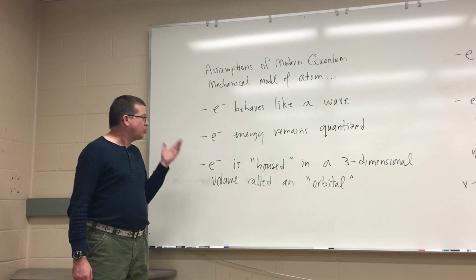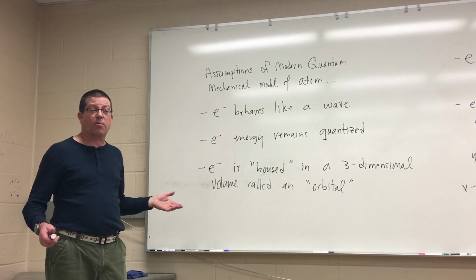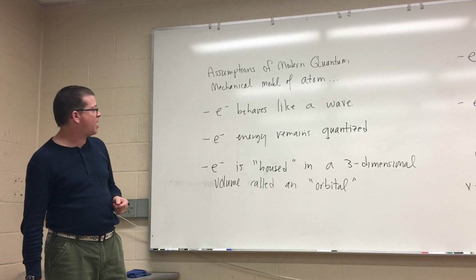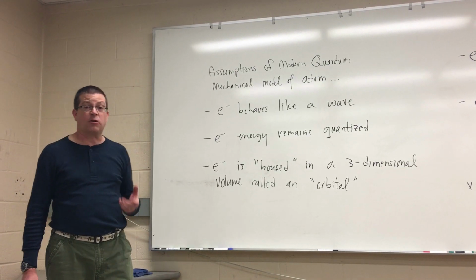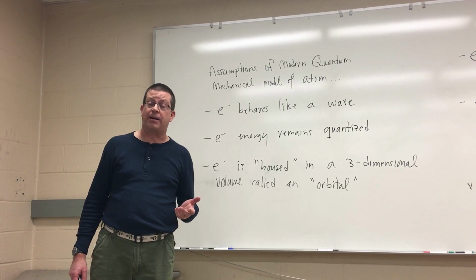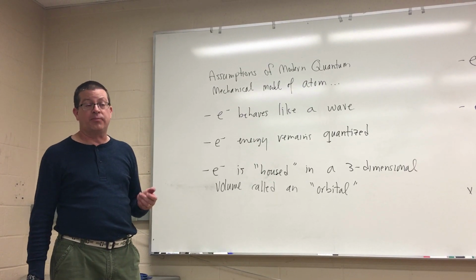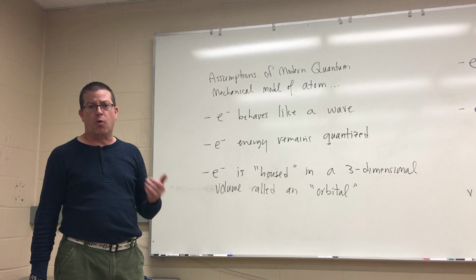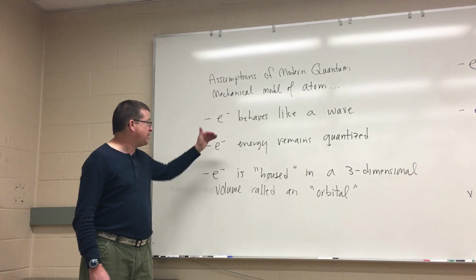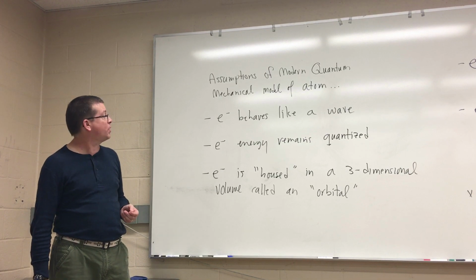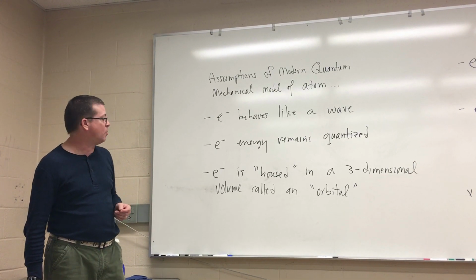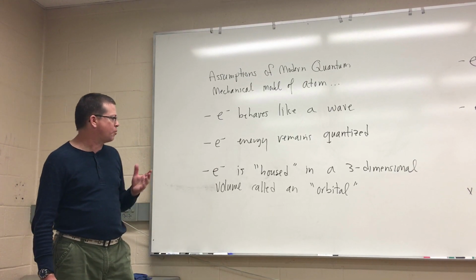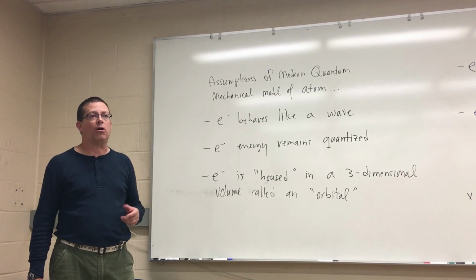All right? Now, some of these things sort of go hand in hand with the Bohr model that we talked about, and the next one does. So we can also say that for any given electron that we're talking about, the electron's energy is going to remain quantized, just like it did in the Bohr atom. Because remember, we said that in the Bohr atom, an electron can only have a particular energy associated with it, which is based upon which orbit it happens to be in. Okay, so we take that same idea with us as we move into the modern quantum mechanical model here. The next thing that we have to think about is that the electron is going to be housed in a three-dimensional volume, which we're now going to call an orbital.